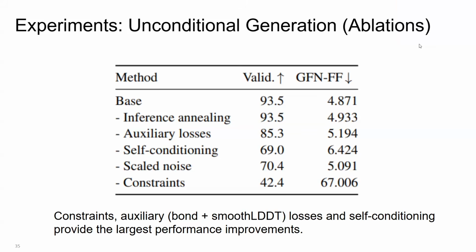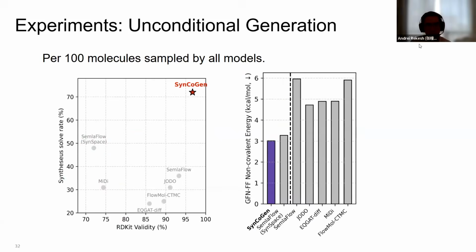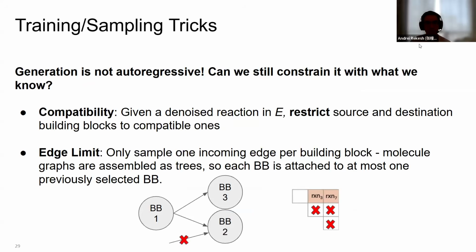What are the constraints here for the ablation? They are these. Compatibility constraints, making sure that if we denoise a reaction, all the adjacent building blocks are compatible, that is, the outgoing and incoming building blocks it defines. And for building blocks, the reactions that are denoised near it have to be compatible with its reaction centers. And also the edge limit constraint. Okay, got it.